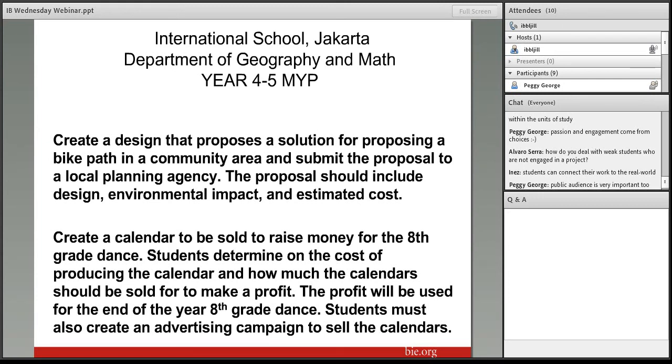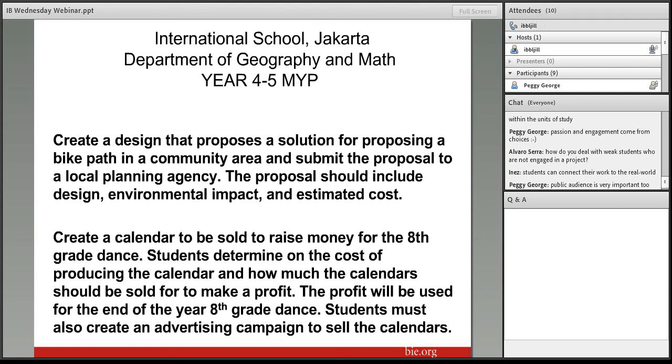Students are designing and proposing a bike path for a community area, and they're going to submit that proposal to a local planning agency. So their public audience is so relevant. It takes the depth of their project to a new level because they can bring in experts to help them learn and grow through the project and then actually see projects come to fruition.